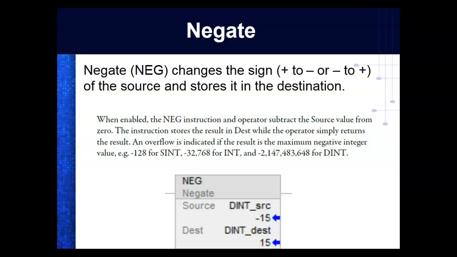What does negate do? It changes the sign of the number. What we do here is we don't lose the original number. This is the original number, and this will be the sign. So I'll take a positive number and make it negative, and then take a negative number and make it positive.